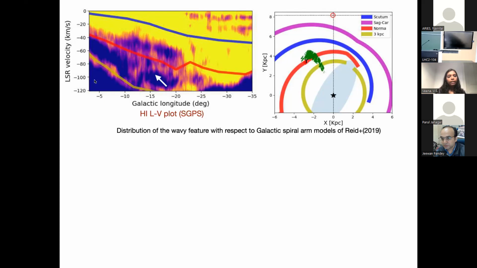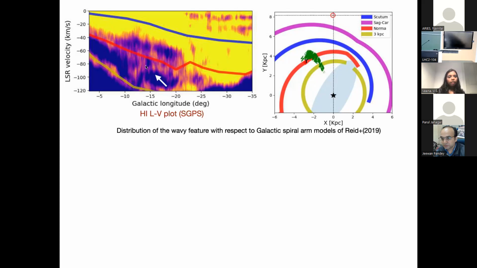If we plot it in the longitude-velocity map with respect to the spiral arm models of Reid et al. 2019, this red curve shows the model of the Norma arm, whereas this yellow shows the 3 kiloparsec arm. Both are shown in the face-on view here as well. We see that for up to half or a third of the longitude range, the emission is consistent with the Norma arm, but then it slightly moves out of the Norma arm and branches out.